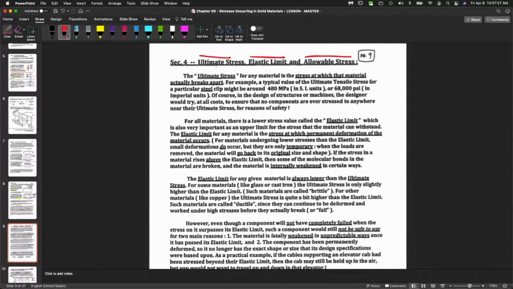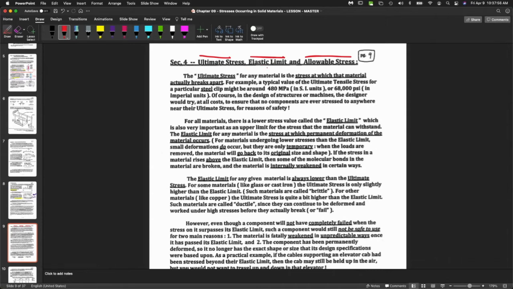But first, let's define ultimate, elastic, and allowable stress. Ultimate stress, the word ultimate does have that zenith or pinnacle amount. That is the most stress that a material can take. Ultimate is basically the bottom line, the maximum that you could put on a material. Like on a race car, it's the red line. After that, the engine fails. The transmission or the engine.